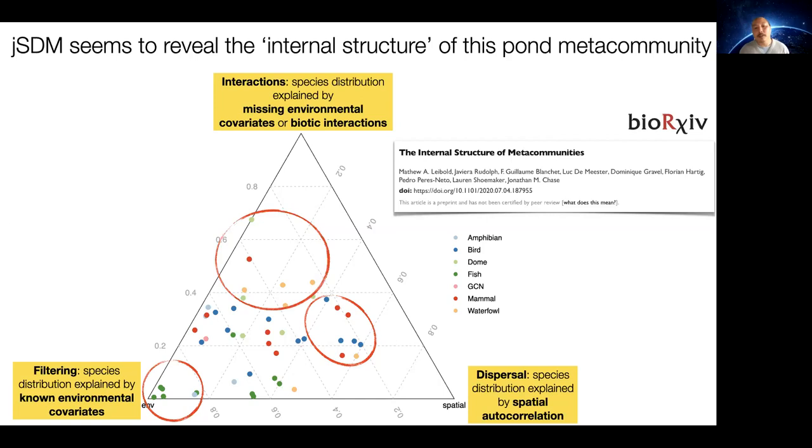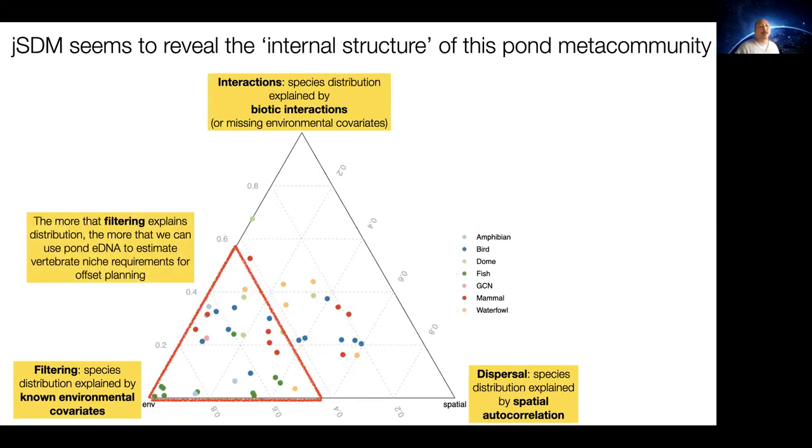And then there's a bunch of species that we're not able to explain very well. And that's probably because we're missing some environmental covariates. But overall, if you look at it, most of the points are towards the lower left, which means that we seem to be doing a halfway decent job of explaining distributions by environmental covariates. So more towards the filtering end of the metacommunity structure. Okay, so that's where we are with this.